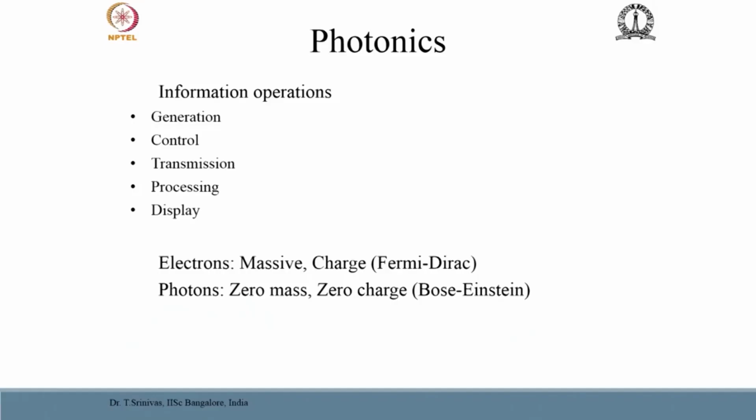If you go to the fundamentals, as you know, electronics involves the Fermi-Dirac statistics. In semiconductors you use Fermi-Dirac statistics to study the properties of the materials, and as you know, the electrons are massive, they have a certain charge and so on. These are the fundamental properties. In contrast, photons have zero rest mass and no charge, and you use Bose-Einstein statistics to study these properties.